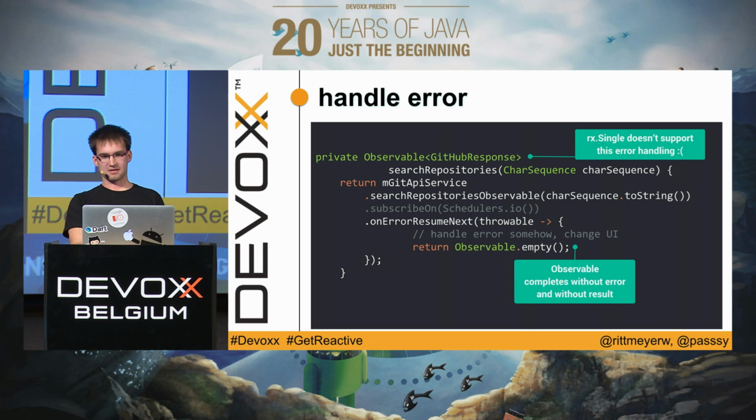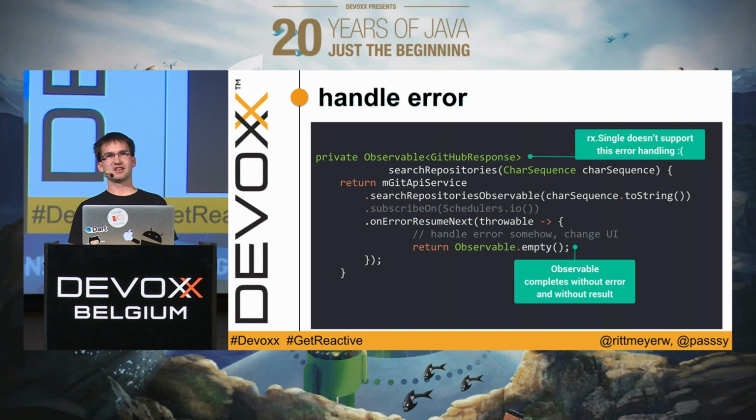So, yeah. I'm a big fan of RxSingle. It's one item. It only has a success and error case, not a complete case. So it's very simple and perfect for a network request. You can use this with Retrofit, and in your interface, instead of an observable, you define a single, and you can use it.